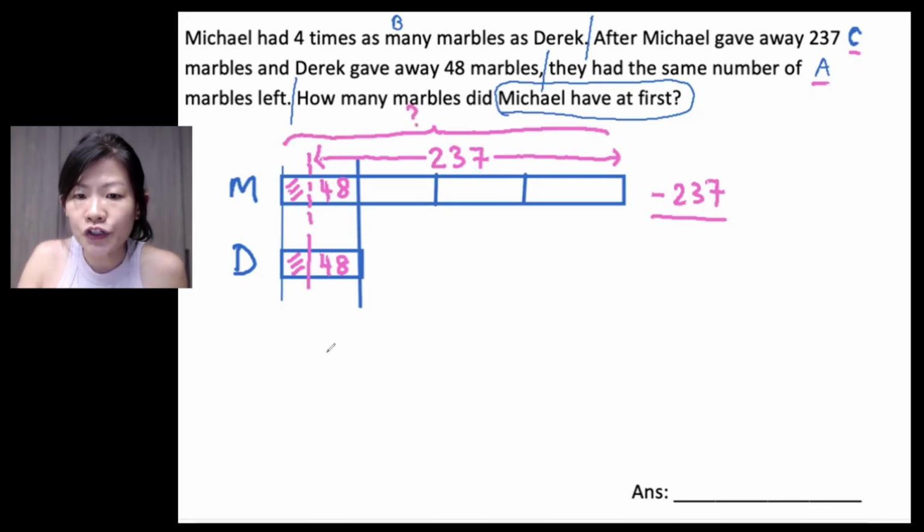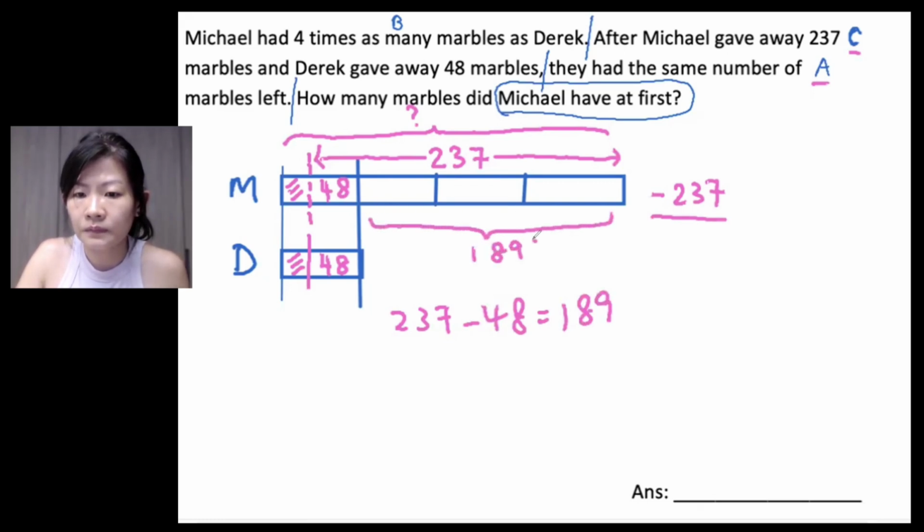Okay, so to solve your question, now we can see from here that this 48 together with the 3 units at the beginning gives us 237. So which also means when I take 237 minus 48, which is 189, it also represents the 3 units here. So 3 units is actually equals to 189. So with that, we can try to find out what 1 unit could be by taking this divided by 3. And that should give us a value of 63. So now we know that this is 63 for each unit here.